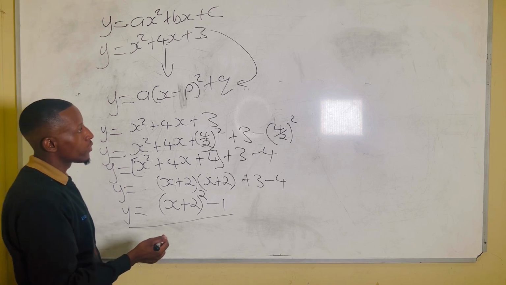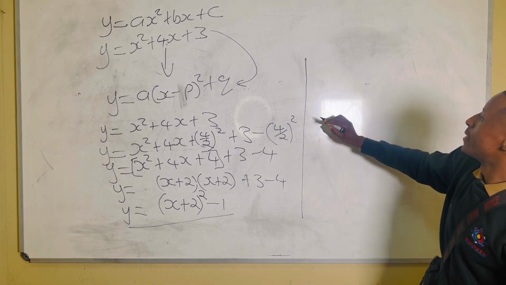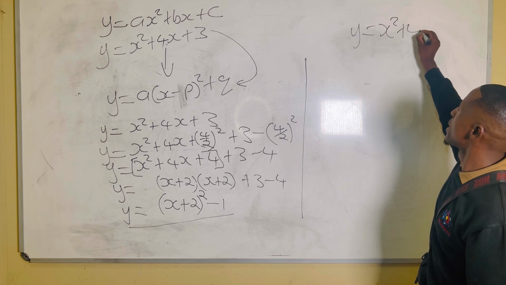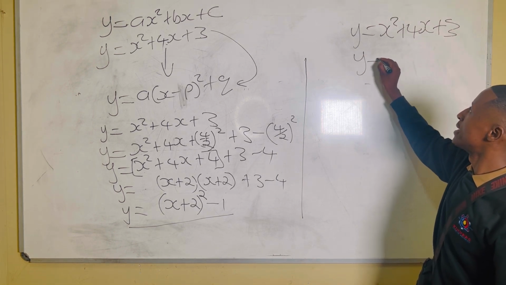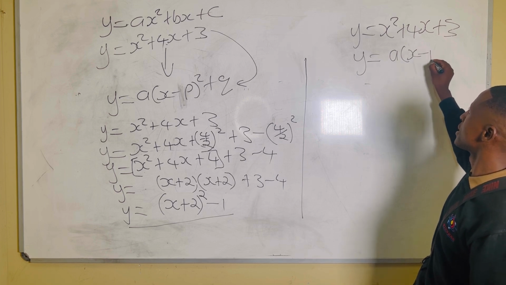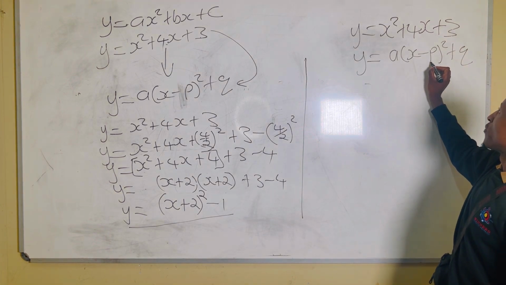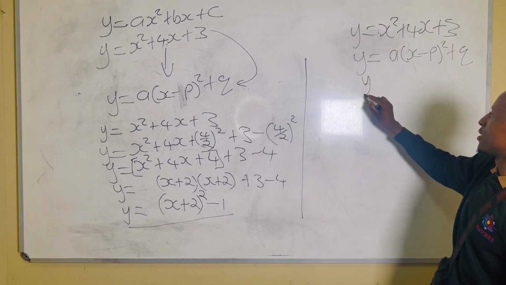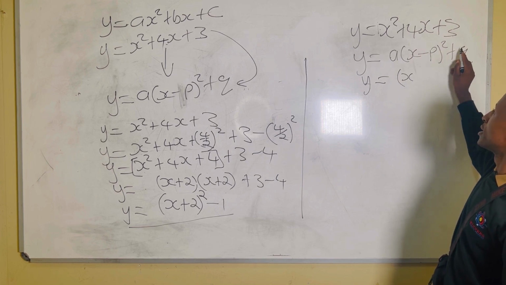Another method of doing it is this way. Remember we were moving from this format, x squared plus 4x plus 3. Then we want to write it in this format, x minus p squared plus q. So just find the value of a, which for this equation is the same as this one. So the a's are the same, which is 1. I won't write it because there is an invisible 1. Then find p and q.